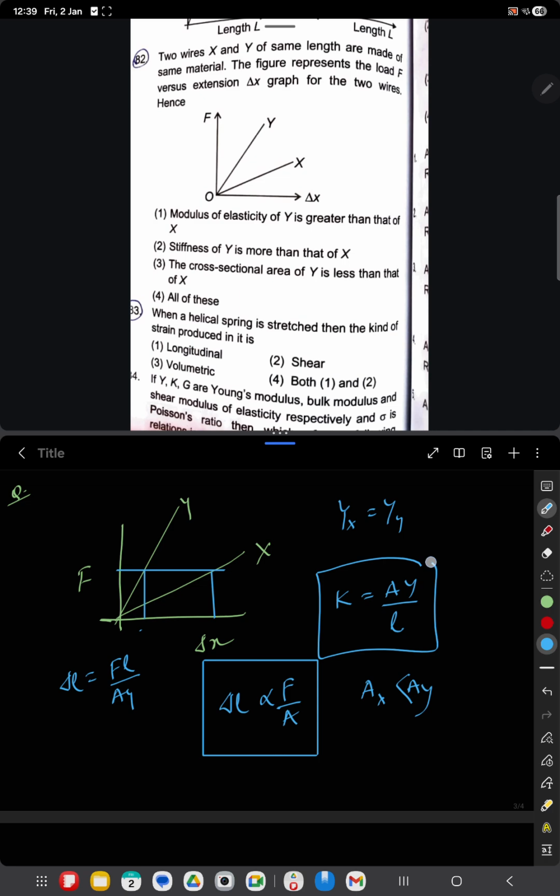And now from here, k is equal to AY by L. You know that the F versus delta x slope gives you k is equal to AY by L. This is equivalent spring constant concept. So if the lengths are same, Y is also same, then you may easily write k will be higher if the area is higher. So area is higher in y, that's why the value of k in y will be higher than x.